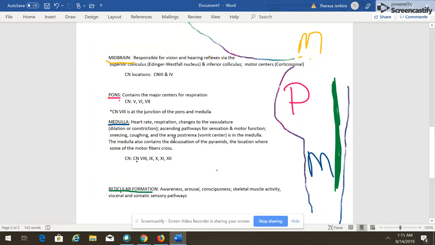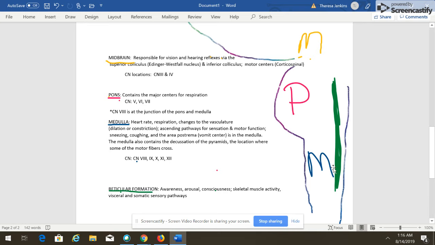located in the medulla. And the medulla is the region of the brain where some of our motor nerve fibers cross, and this location is known as the decussation of the pyramids. The medulla then contains cranial nerves 8, 9, 10, 11, and 12.